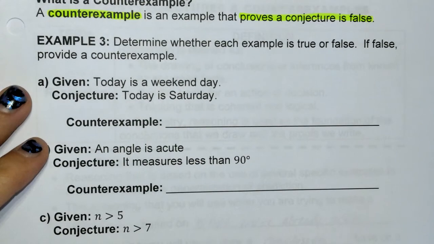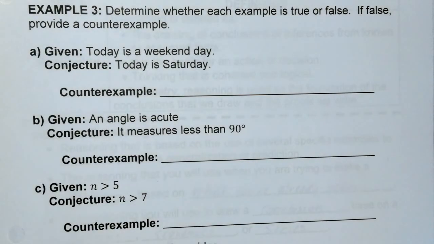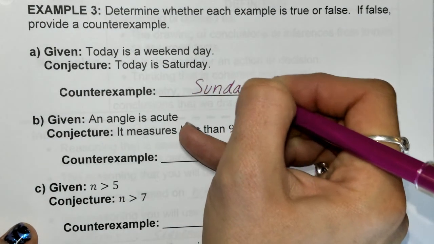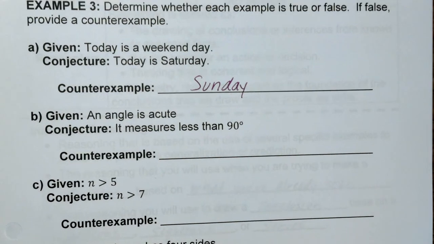So, for example, the first one here, today is a weekend day. You're given this information, and you're going to say, okay, if today is a weekend day, that means today is Saturday. Is that always true? Is every weekend day a Saturday? No. If it's not always true, you come up with a counterexample. And your counterexample here is simply Sunday. That's a weekend day. In this case, you only have one counterexample. Sometimes you'll have more than one.